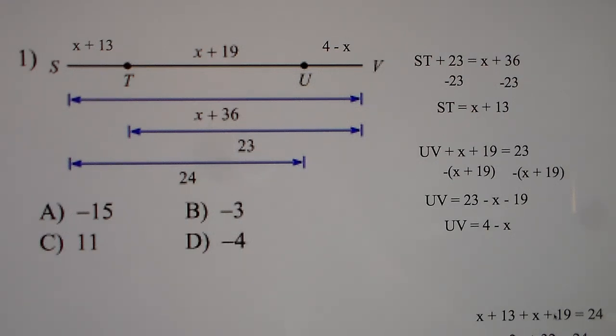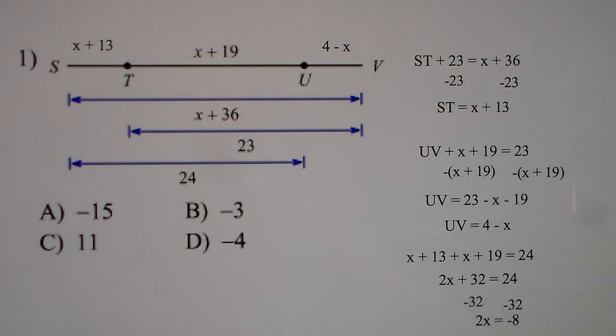The last piece that I do, I say ST plus TU is equal to 24. So ST x plus 13 plus TU x plus 19 is equal to this 24 piece. I combine like terms. I do my inverse operations. And that's how I solve for x. So I got x equals -4. Obviously it's a little bit bigger, a little bit more challenging.